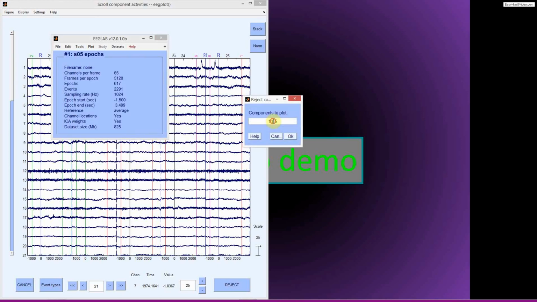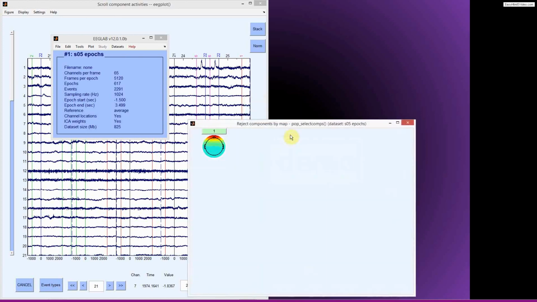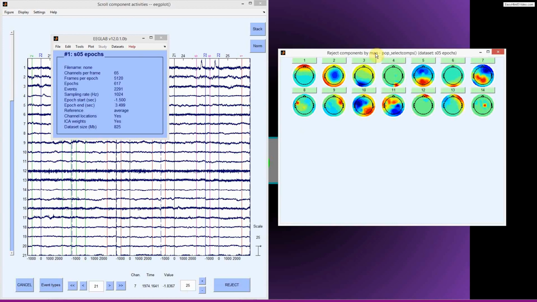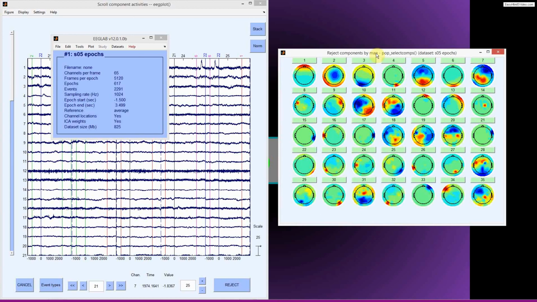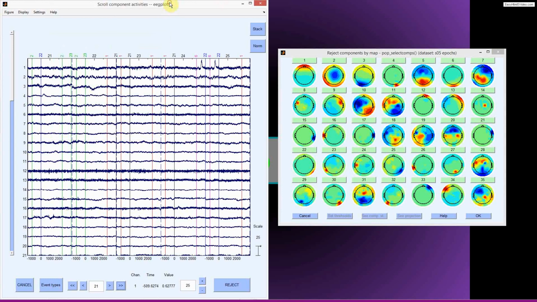So I have that, and then I go to Tools, Reject Data using ICA, Reject Components by Map. Now, as I said, I generally don't consider removing components after the first 20 or 30 or so. So I generally will just plot the first 35 components because that all fits nicely into one figure. If you have more than 35 components, EEGLAB likes to open it up on multiple figures.